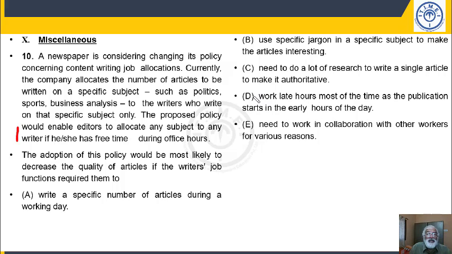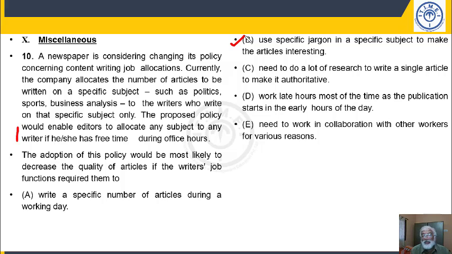If the writer's job functions required them to work late hours most of the time as publication starts, it doesn't matter what they are doing during those late hours. Are they doing a good job or a bad job? We don't know. If it required them to work in collaboration with other workers for various reasons, then you must tell me what the reasons are. If the other workers were there so that you can gather information from them, fine. So you realize what we are saying is if you expect them to be able to write like a specialist does, then they don't have that knowledge that enables them to write like a specialist does, which means you're probably not going to get the quality that you want. So B then is going to see a drop in quality.